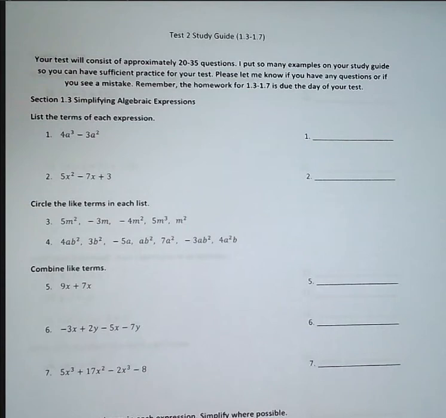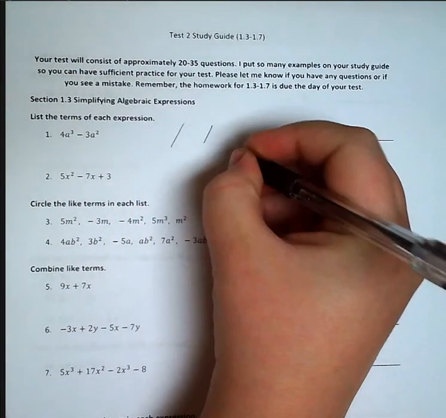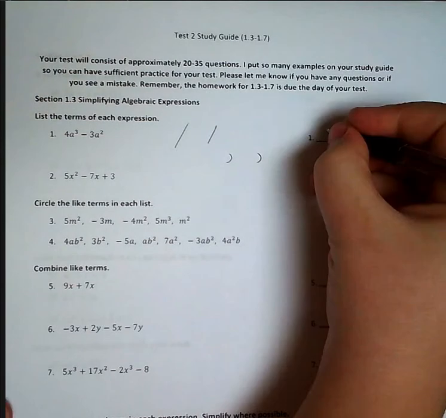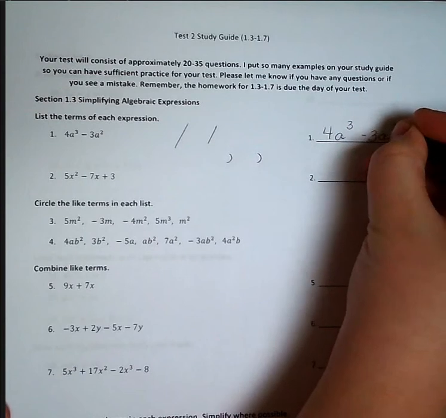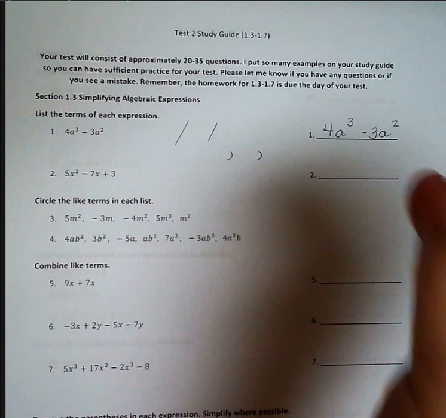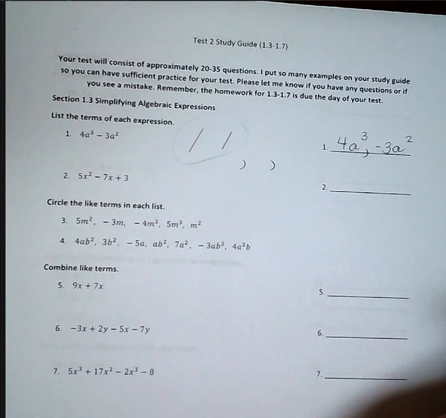So they ask you to list the terms of each expression. Remember, when I'm asking you to list something, you're going to separate it either with those slashes or with commas. Okay? If you were just to rewrite 4a to the third minus 3a squared, well, you're not necessarily listing the terms. All you're doing is rewriting the problem. So I know that you know what terms are if you separate them either with commas or with those slashes. I don't care which one you use.